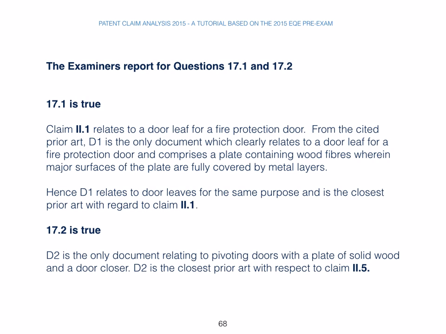For 17.1, by comparison with D1, D2's major surfaces are not covered by metal layers. D3's emergency exit door is not suitable for a fire protection door. D2 and D3 are clearly not as close as D1. I also add for 17.2, by comparison with D2, D1 is not a pivoting door and does not have a plate of solid wood. D3 is a sliding door and does not have a plate of solid wood. D1 and D3 are clearly not as close as D2. Now we go to 17.3 and 17.4.